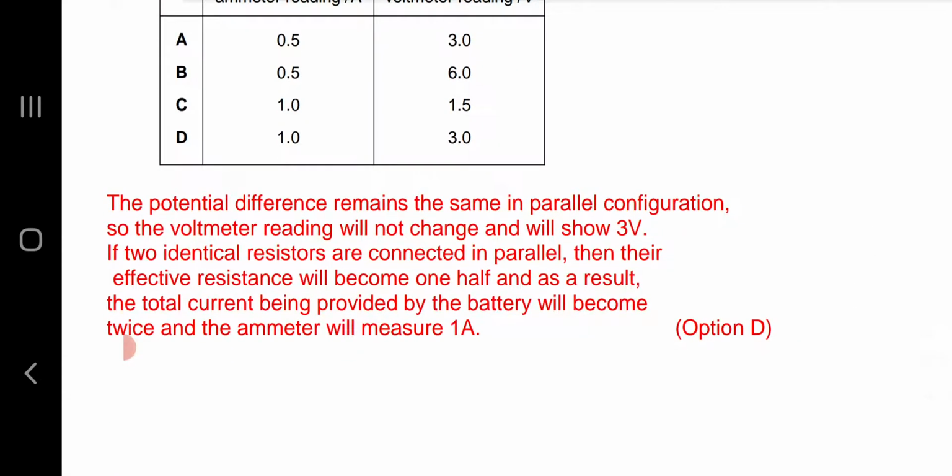So the potential difference remains the same in parallel configuration, so the voltmeter reading will not change and will continue to show 3 volt. If two identical resistors are connected in parallel, then their effective resistance will become one half, and as a result the total current being provided by the battery will become twice, and the ammeter will measure 1 ampere. So option D.